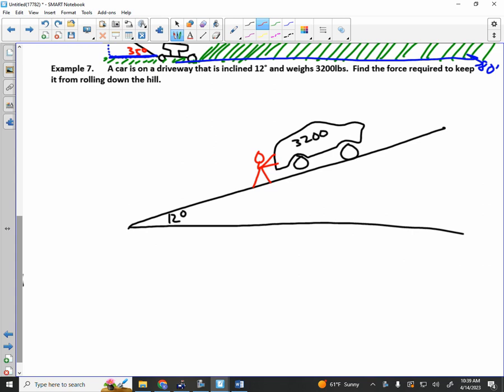She is very strong. How many pounds of force do you think would be required in order to keep that car from rolling down the hill? 50 pounds of force? 100? 300? 1,000? We want to take a guess? A couple thousand? 10. At least 10.